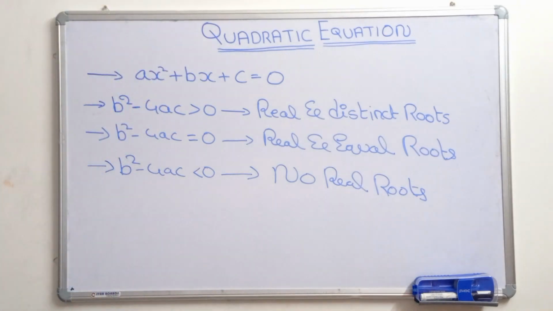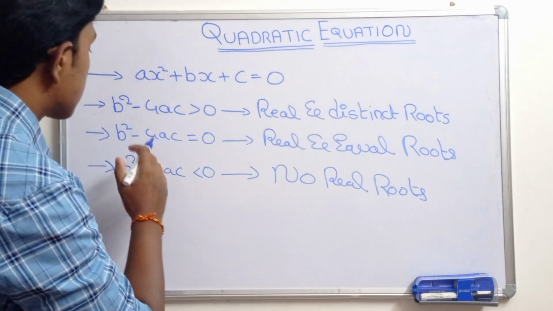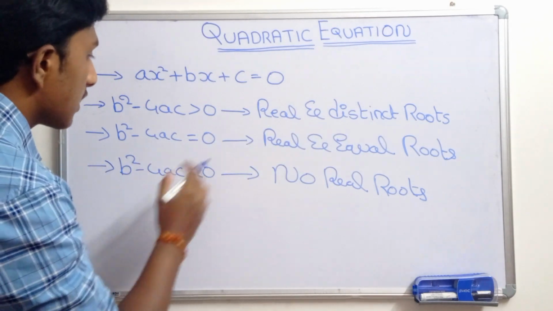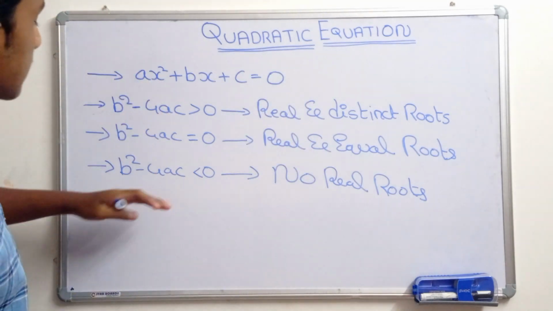Guys, is it clear? If b square minus 4ac is greater than 0, real and distinct roots. B square minus 4ac equal to 0, real and equal roots. B square minus 4ac less than 0, no real roots. I'll explain the terms, don't worry.